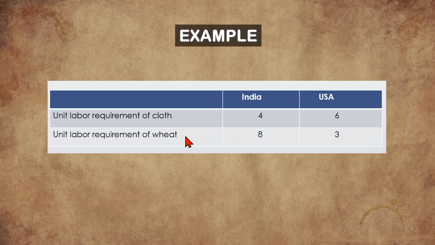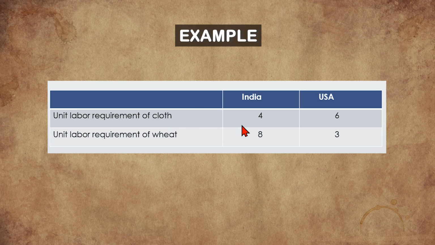However, if we look at wheat, India requires 8 labor, whereas USA requires 3 labors. So it seems that USA is efficient in producing wheat compared to India. So what we are doing, we are comparing absolute requirement. So we are comparing absolute cost. Cost is in terms of labor.